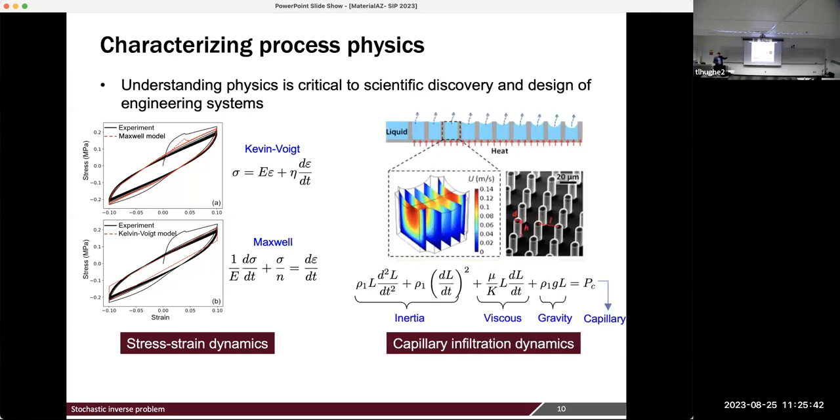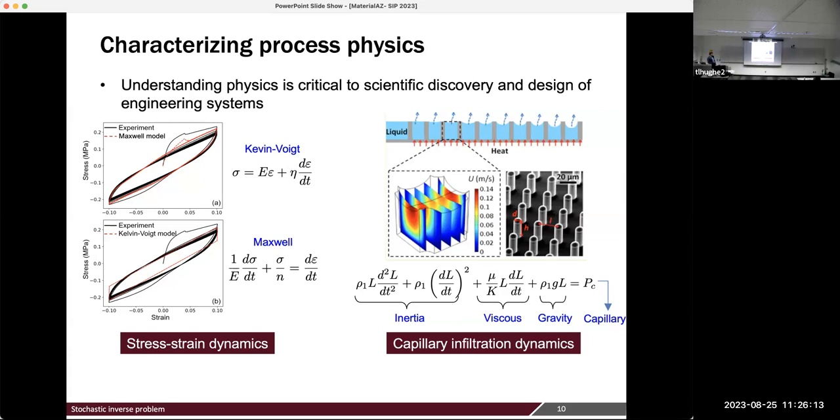Another example that I'm working on is the capillary infiltration dynamics. And again, the problem is we still don't completely understand the physics of capillary infiltration. There are some fundamental physics on that, but that changes completely as you go from one material system to another material system. So the question is, how can we use data to guide what is the correct physics? How do we estimate these parameters? How do we know which one of these is active, which one of these is not active?